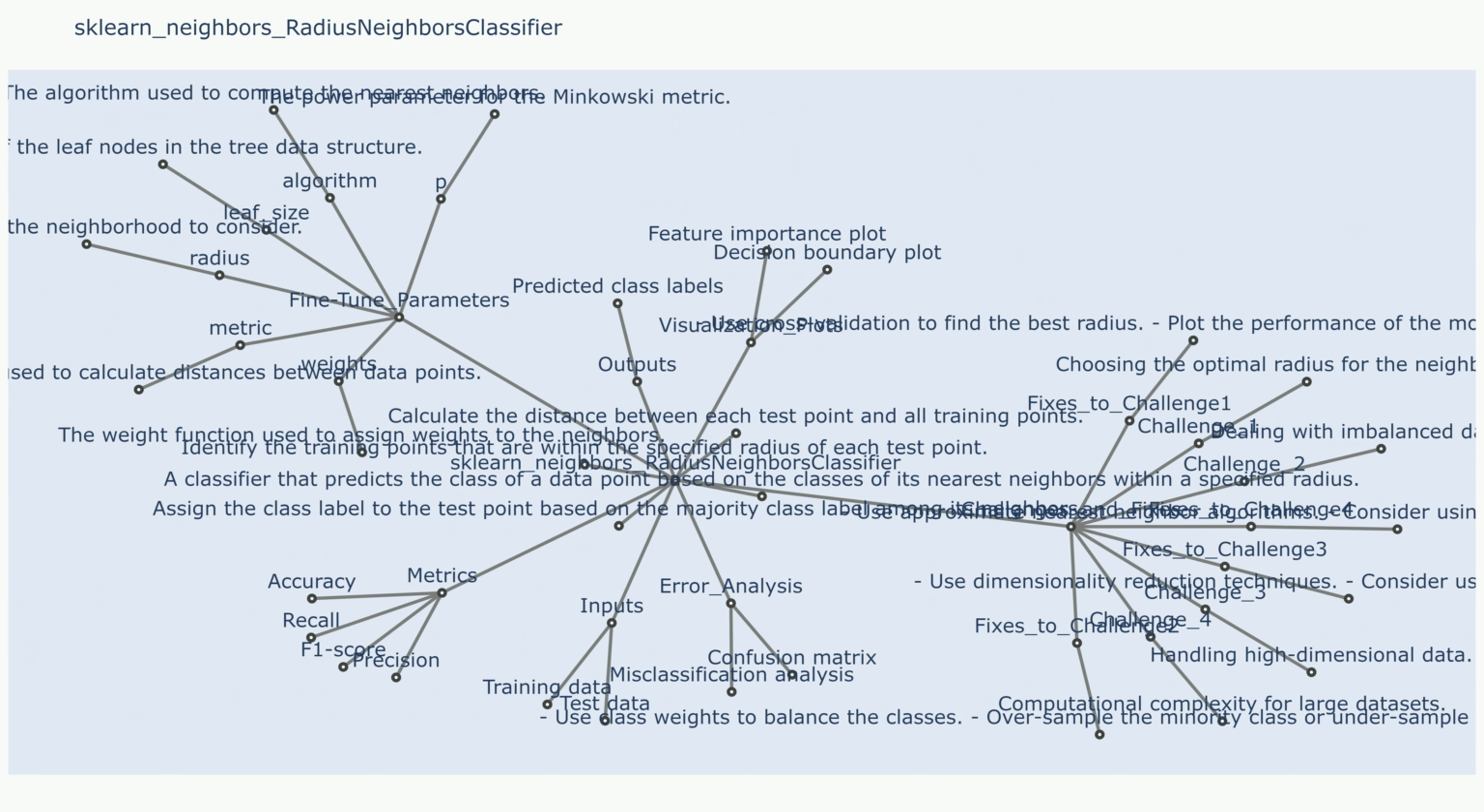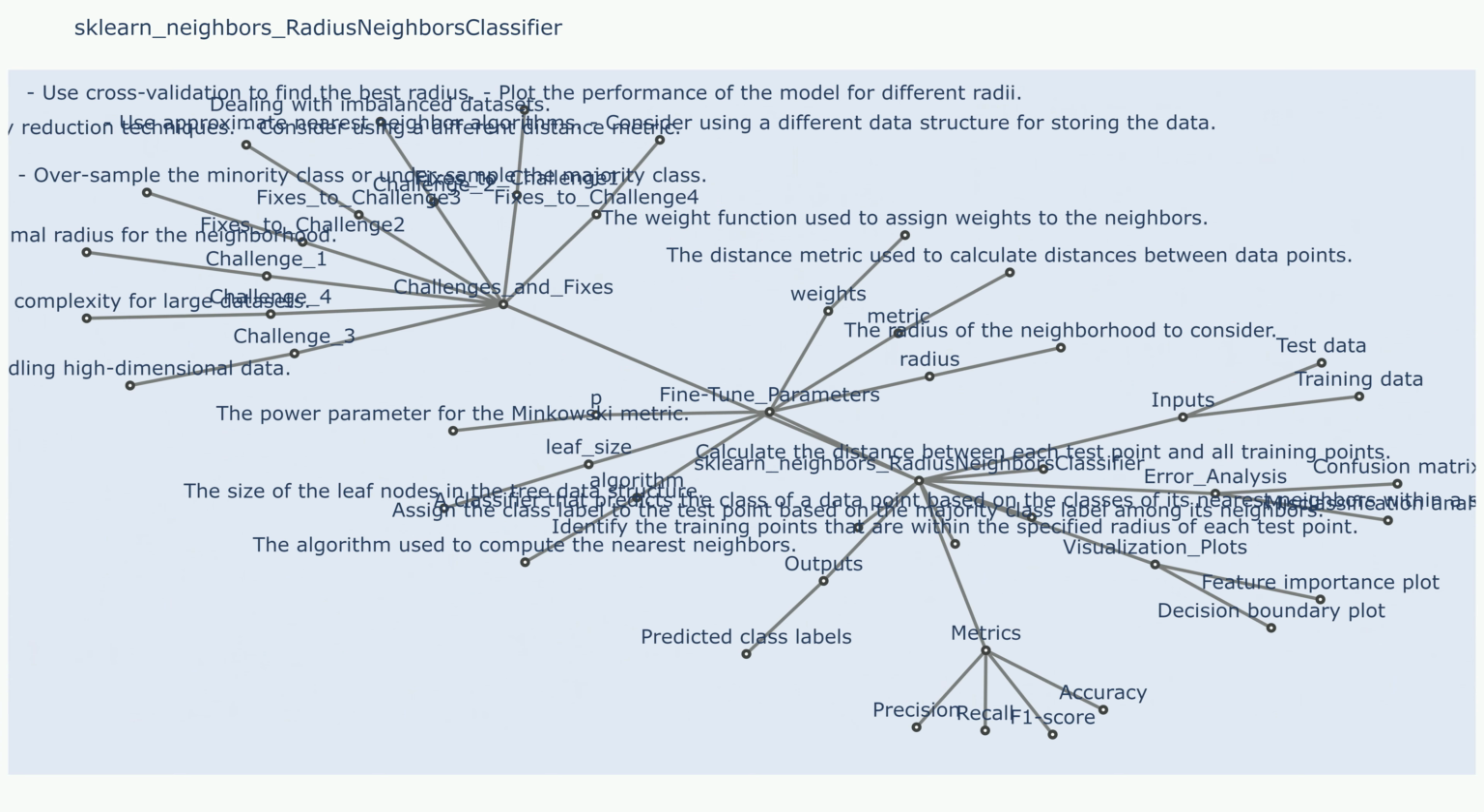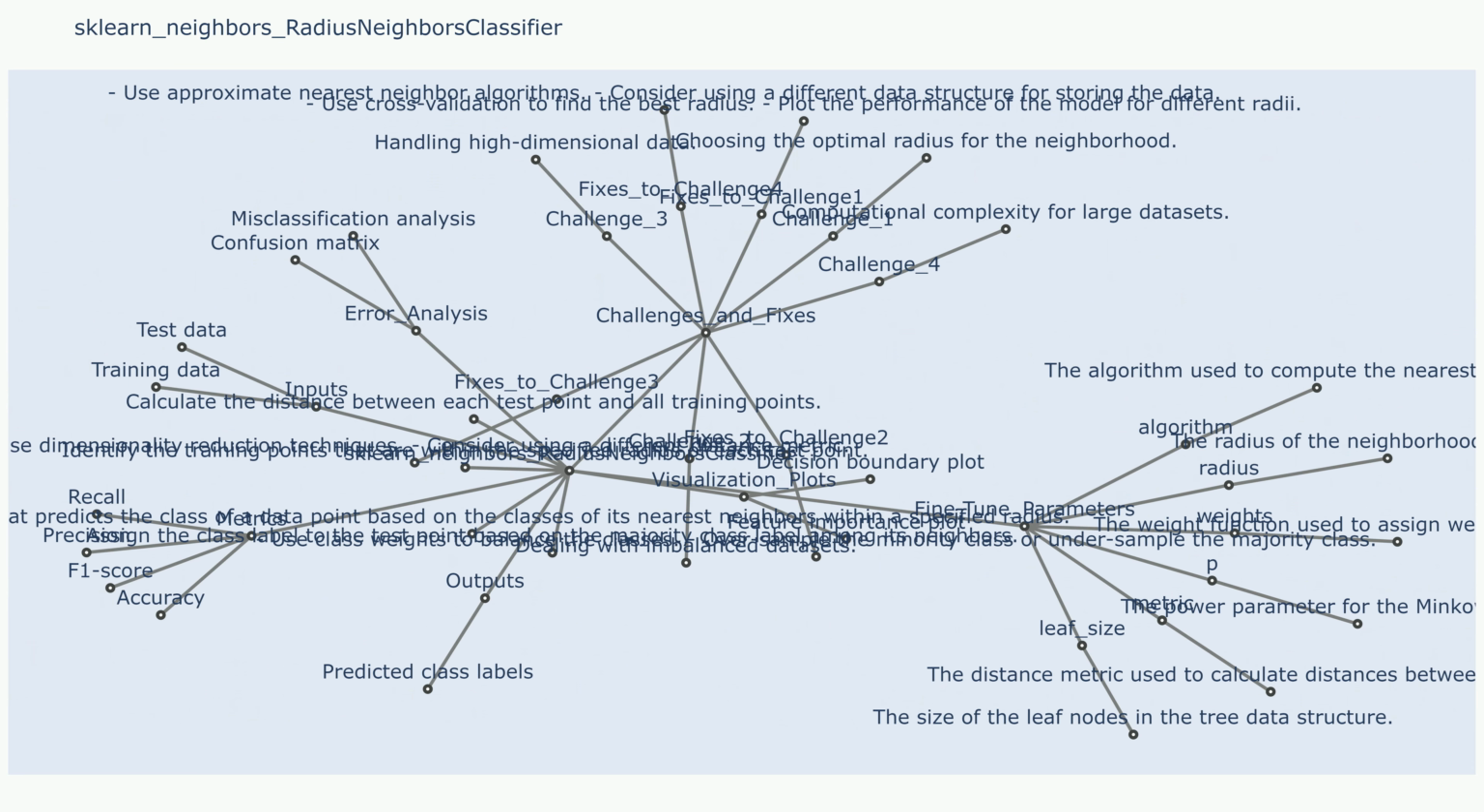Metrics. Accuracy: the percentage of correctly classified data points. Precision: the ratio of true positive predictions to the total number of positive predictions. Recall: the ratio of true positive predictions to the total number of actual positive instances. F1 score: the harmonic mean of precision and recall. Visualization plots. Decision boundary plot visualizes the decision boundary learned by the model. Neighborhood visualization visualizes the neighbors of a specific data point.